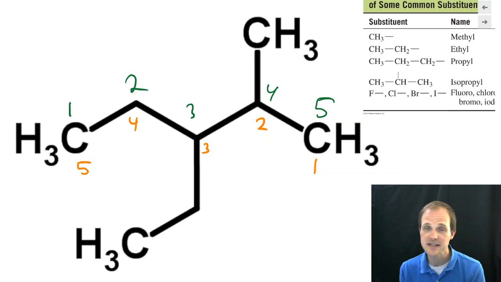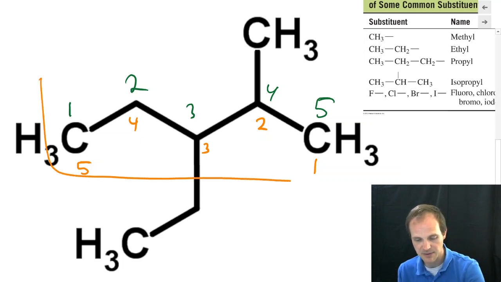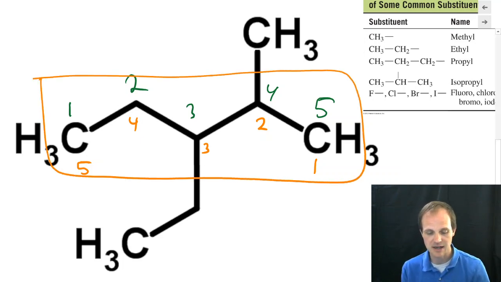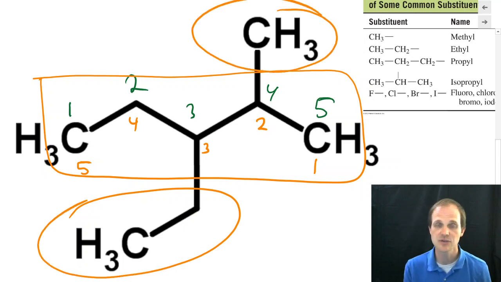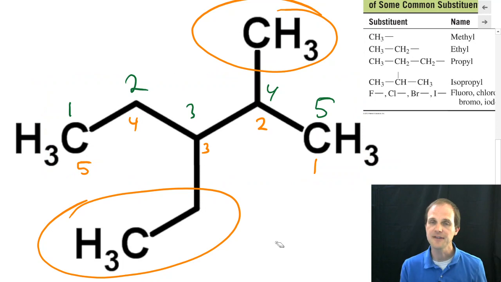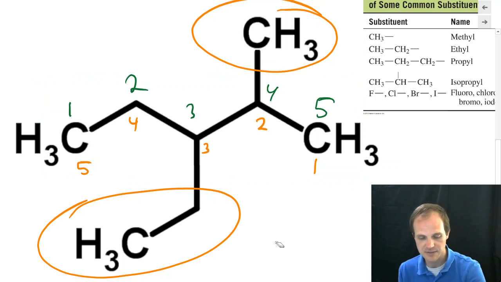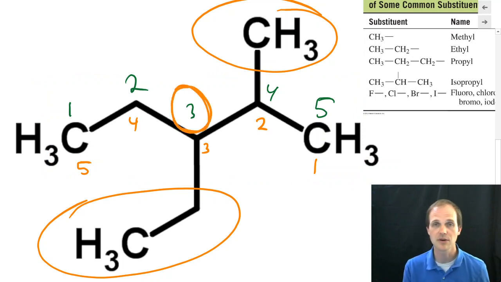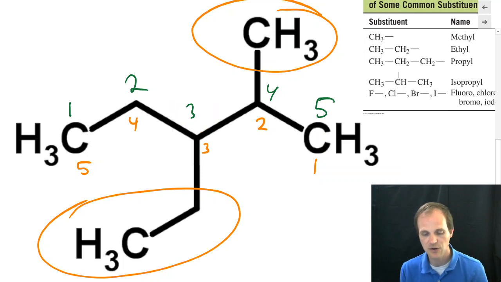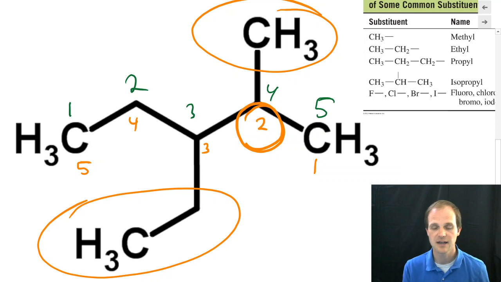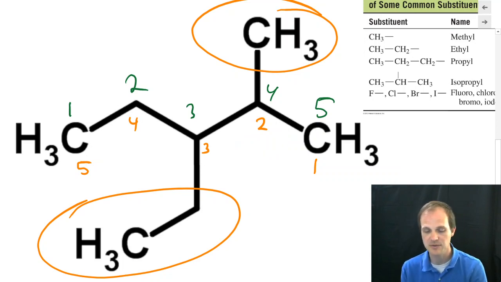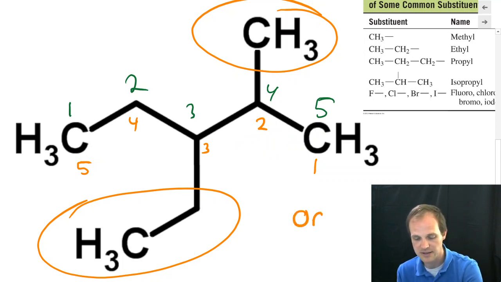Well, what are my substituents? This is my backbone, so anything sticking off my backbone are substituents. So there's my 2 substituents. If I go with the green numbering, my first substituent occurs here at carbon number 3. If I go with the orange numbering, my first substituent occurs here at number 2. I want the lowest possible number, so orange wins in this case. And I'm going to go with orange.